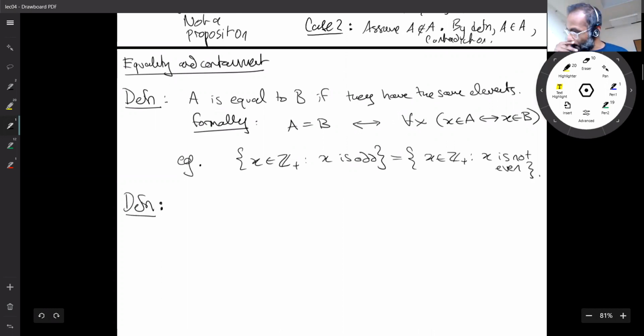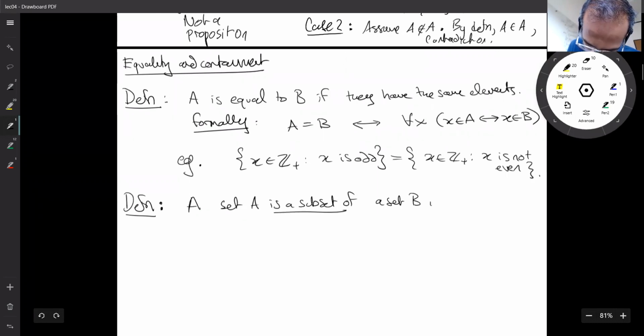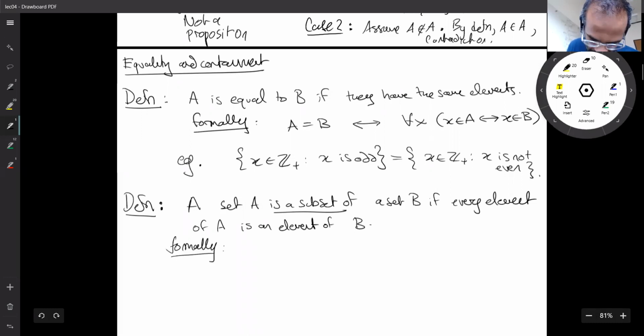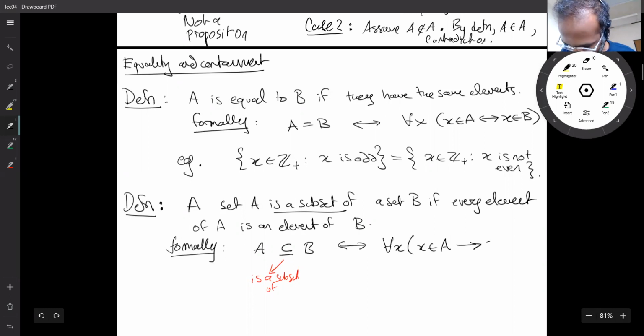Now, another relationship which comes up a lot is containment. So a set A is a subset of a set B if every element of A is an element of B. Now, formally, it's saying A is a subset of B. So this notation means is a subset of. That's how it's read. If and only if for every X, X is an element of A implies X is an element of B. So it's a one-directional arrow instead of a two-directional arrow.